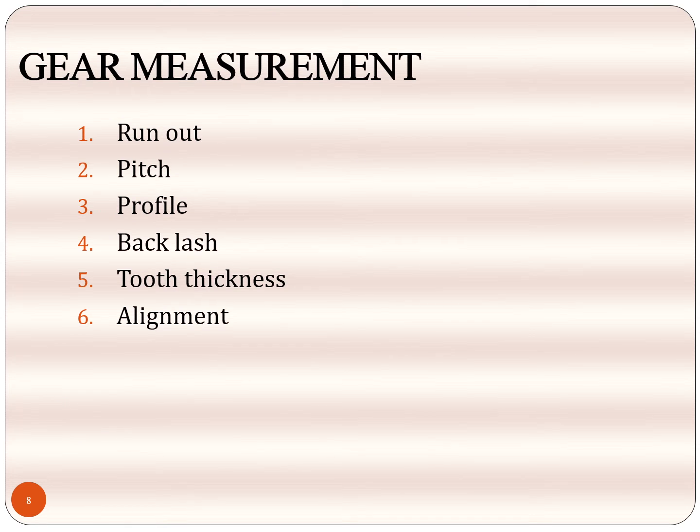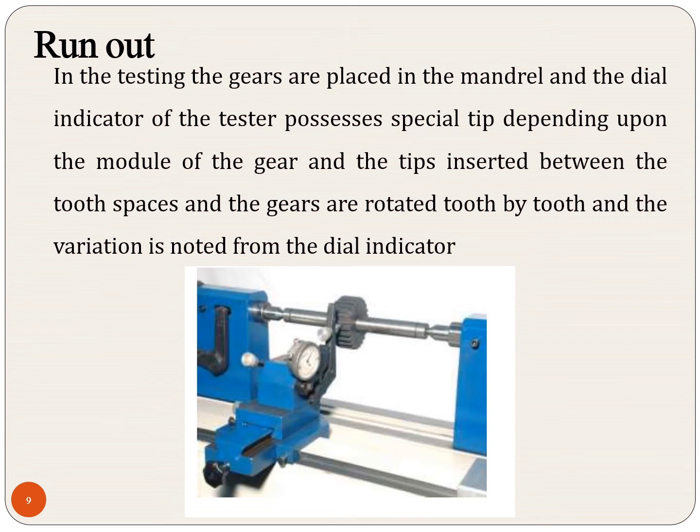Okay. How are we going to measure these types of errors? Run-out. What is run-out and how are we going to measure it? It is testing the gears. The gears are placed on the mandrel, as we are seeing in the diagram, and the dial indicator of the tester possesses a special tip depending upon the module of the gear. The tip is inserted between the tooth spaces, and the gears are rotated tooth by tooth, and the variation is noted from the dial indicator. That is called run-out.